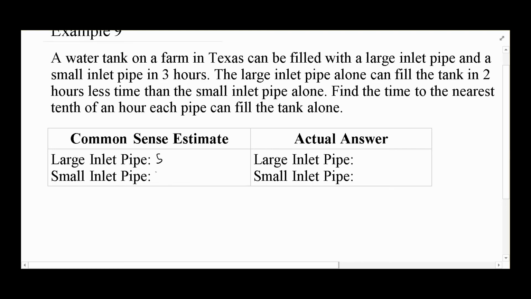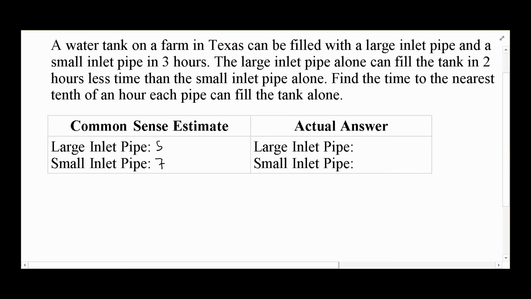But that means that the small one needs to be even more. So maybe 5 and 7, something along those lines, because that is a 2-hour difference, but the large one can do it quicker. So that's the way that I would get a ballpark estimate: say, what if they were filling it at the same rate? What if they worked at the same speed? How long would it take each one of them alone? And then look at the fact that the large one takes less time, so let's drop that number a little bit and make the other one a little bit bigger. That gets you a ballpark estimate just to see if our actual answer ends up working.